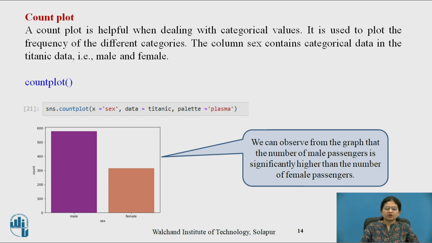Now let's see another plot, that is the count plot. A count plot is helpful when dealing with categorical values. It is used to plot the frequency of the different categories. The column sex contains the categorical data in the Titanic data, that is male and female. So whenever I put here the count plot, with x and data and palette plasma, look at here, this bar plot shows the number of males and the number of females. Okay, so the count of the number of males and females. We can observe from the graph that the number of male passengers is significantly higher than the number of female passengers.